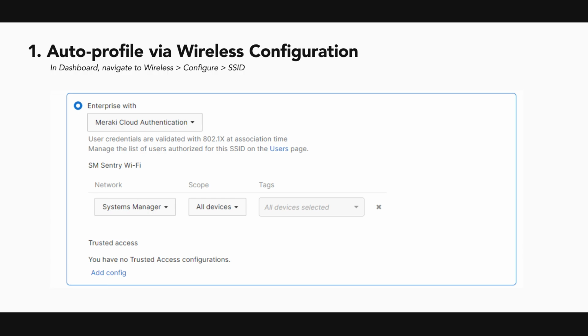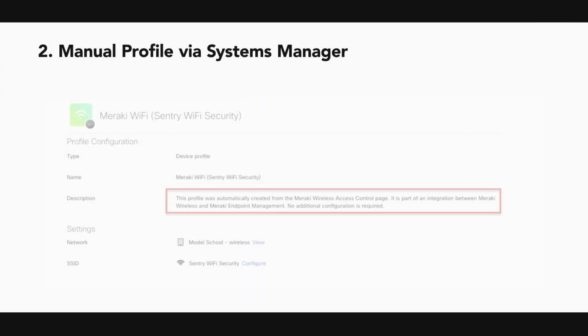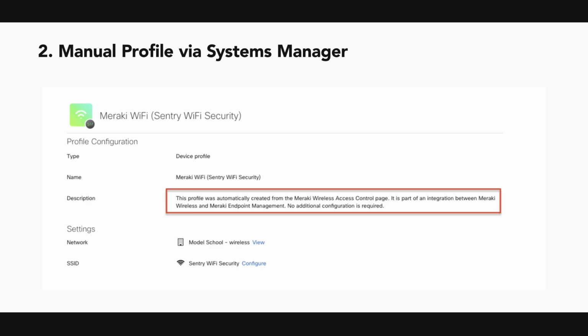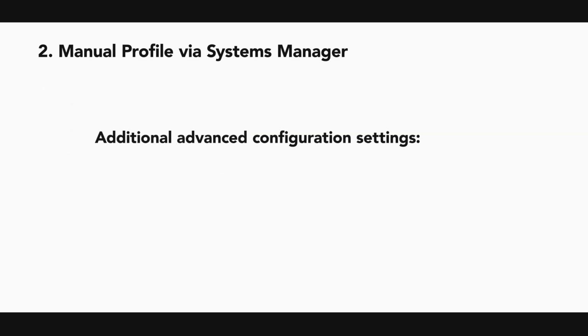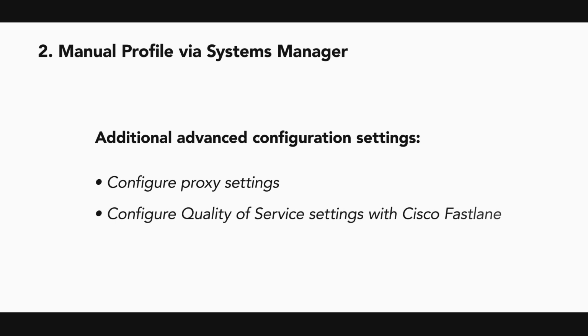certificate payload. The second method, setting up a manual profile in Systems Manager, provides the added ability to create Sentry Wi-Fi profiles with additional advanced configuration. In addition to granular control over the authentication methods, you may configure proxy settings and configure quality of service settings with Cisco Fastlane.